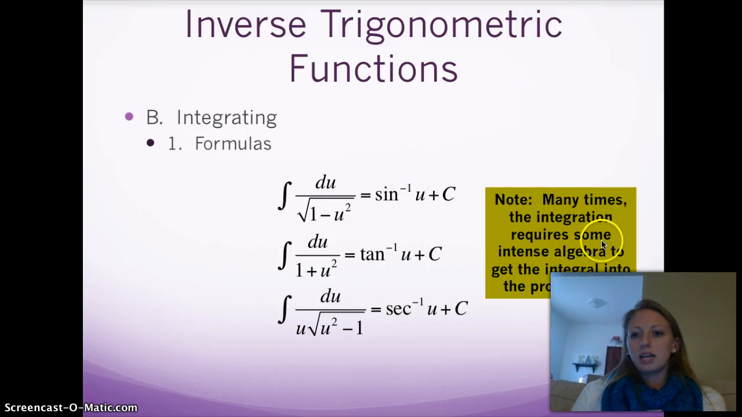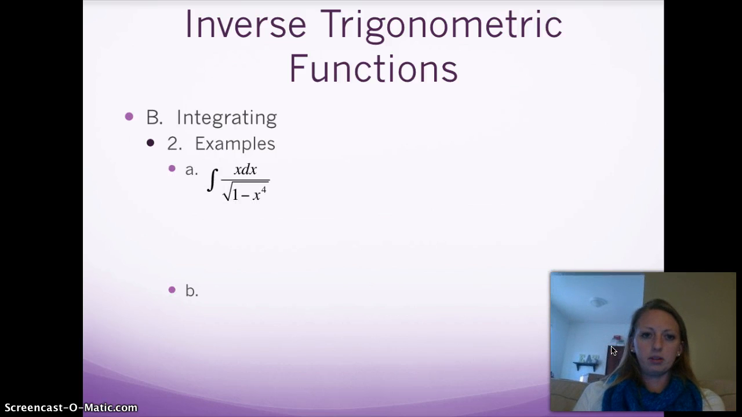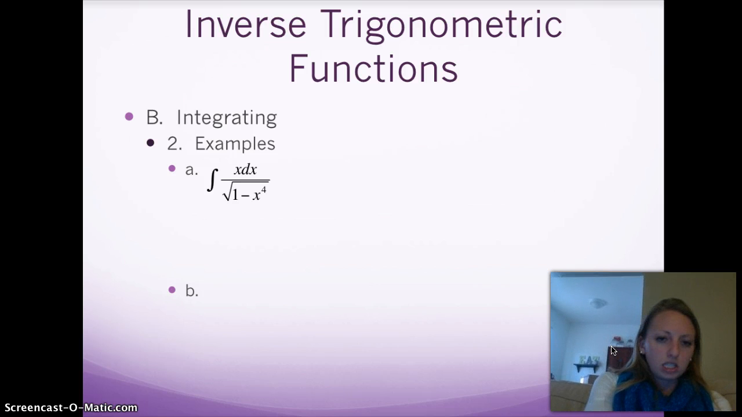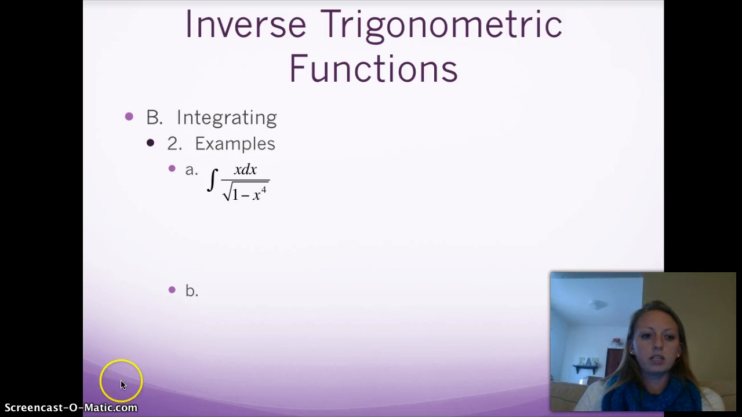So, many times integration requires some intense algebra to get the integral into the proper form. So you are going to have to do a lot of manipulation with these and use substitution. Okay. I know I'm moving quickly. Again, pause it if you need to. So, example 1: the integral of x over the square root of 1 minus x to the 4th. You need to figure out what this looks the most like. Which of our trig functions are we aiming to go for? If you're looking at this, you should see that it most closely looks like the sine function. However, it's not. So we need to get rid of this x on the top by using u substitution.